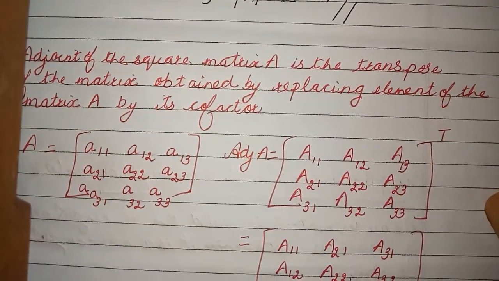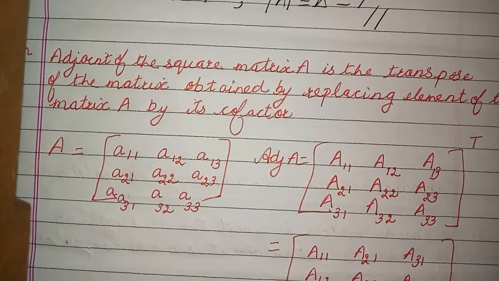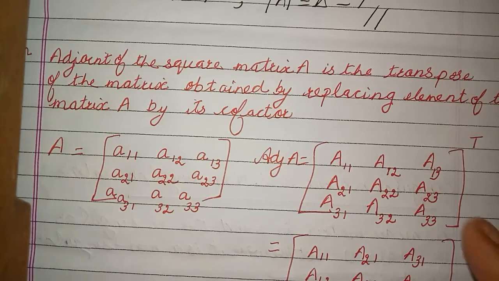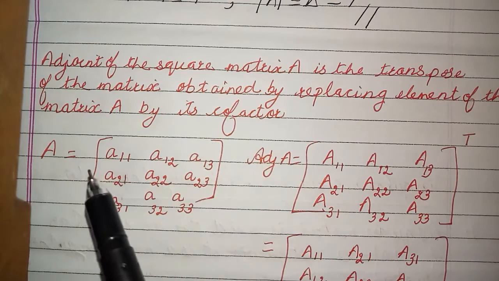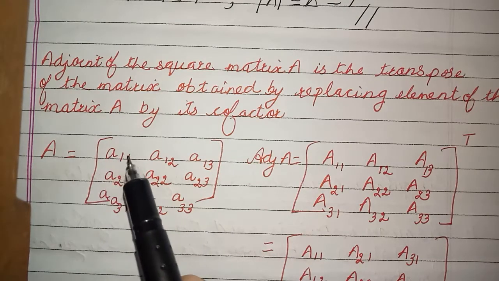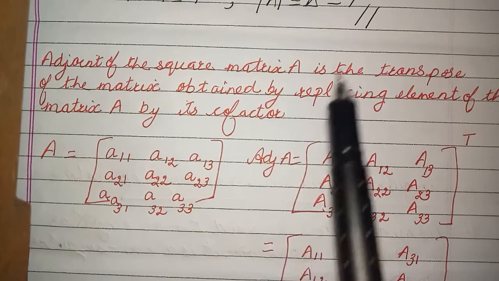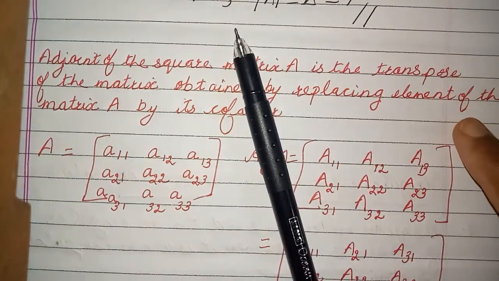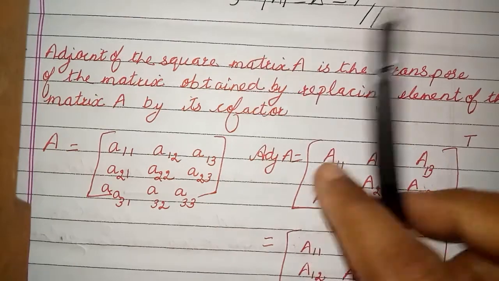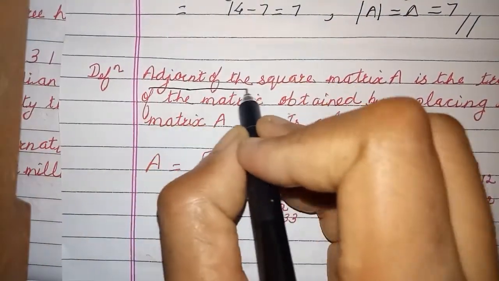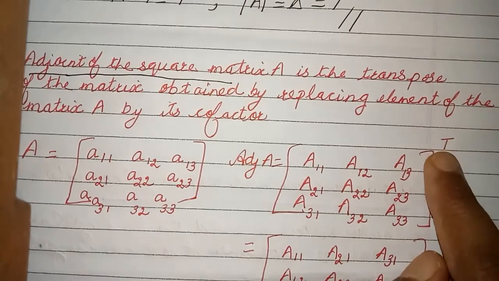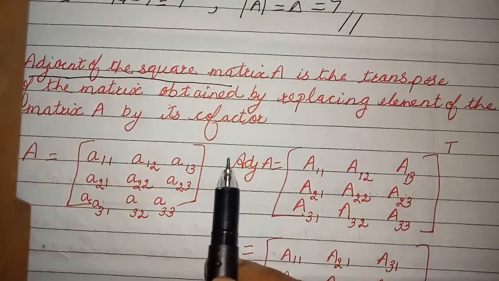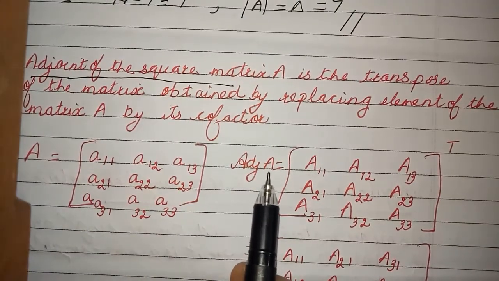Okay, now the next definition: the adjoint of a square matrix A is the transpose of the matrix obtained by replacing the elements of the matrix A by its cofactors. What do you mean by this, children? If I am given a matrix A, last class we learned how to find the cofactors, right? If I remove this part, it is nothing but my cofactors. So the new definition of adjoint of a square matrix says that if you write the cofactor matrix and take the transpose of the cofactor matrix, what you get is called the adjoint of the matrix A.